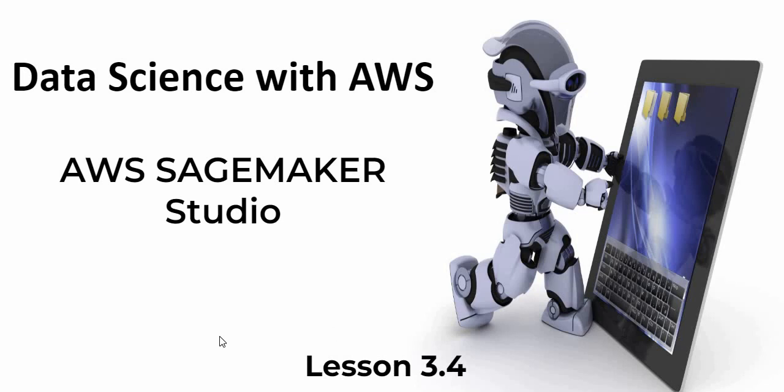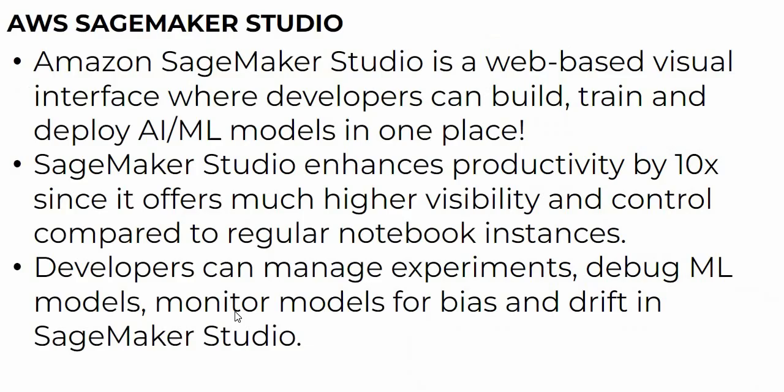Today we will have a brief overview about AWS SageMaker Studio. As we know, Amazon SageMaker Studio is a web-based visual interface where developers can build, train and deploy AI models in one place. SageMaker also enhances productivity by 10 times since it offers much higher visibility and control compared to the regular notebook instances. Developers can also manage experiments, debug ML models, and monitor models for bias and drift in SageMaker Studio.